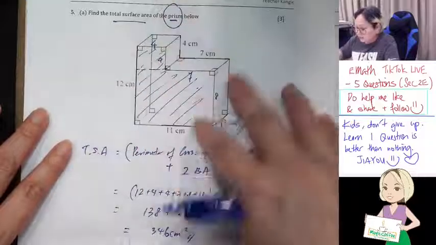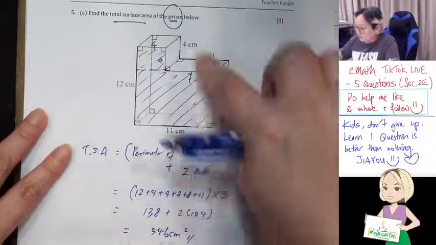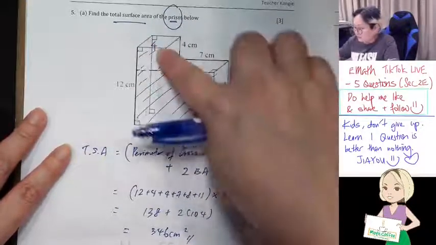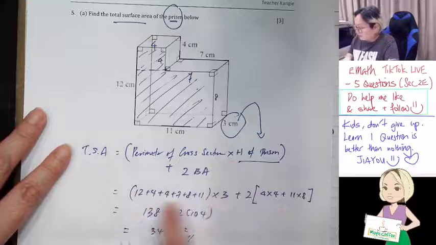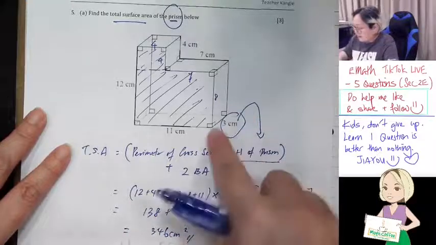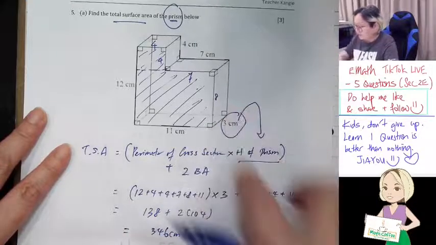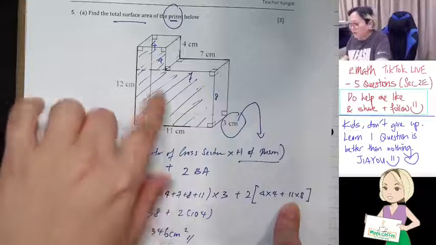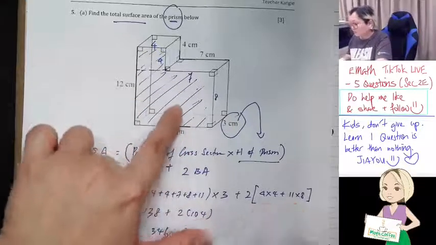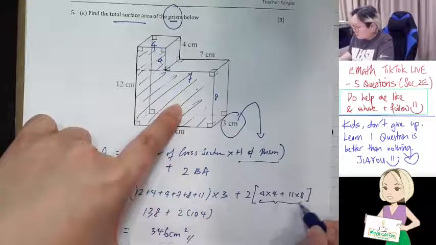This one is a prism. So you just find the base area shape. Find the perimeter of the base shape, multiply by the height of the prism, plus 2 base area. For the 2 base area, I break it into a square and a rectangle to find the base area. This is the base area.